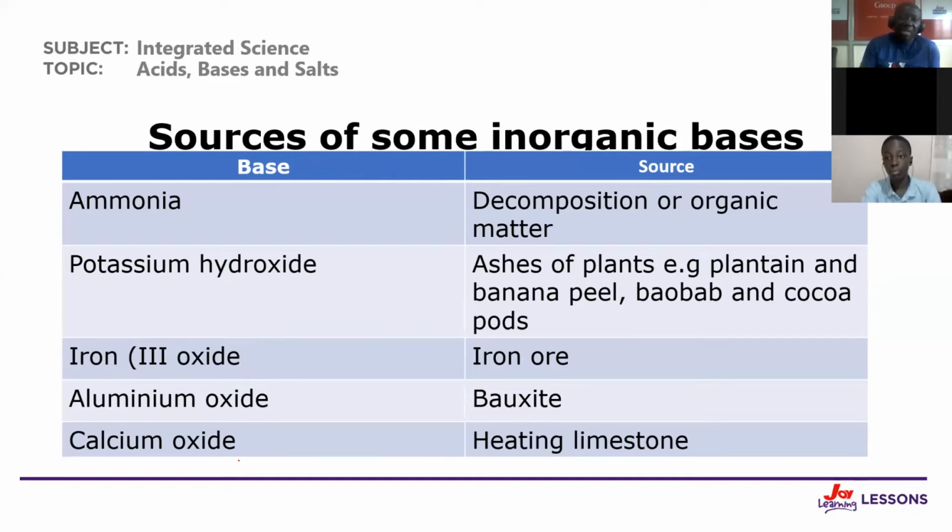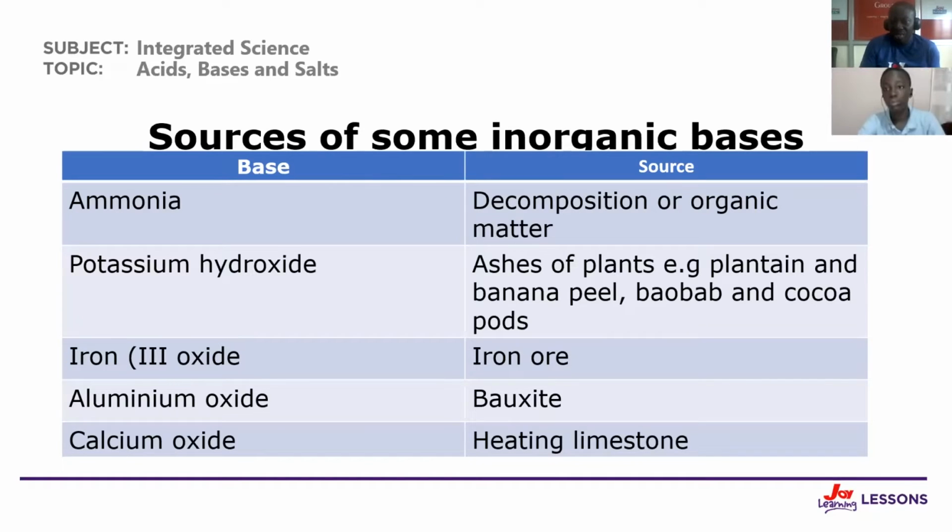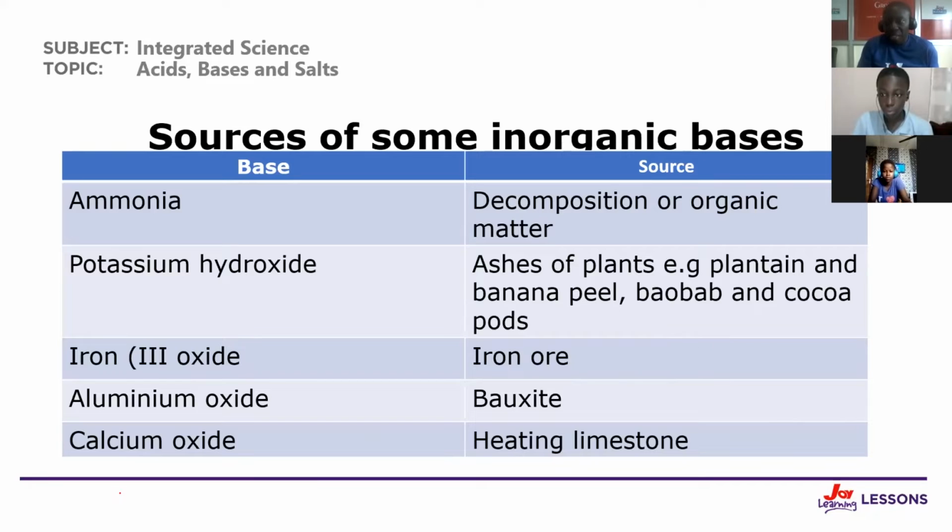We are still looking at some sources of inorganic bases made from substances from the earth crust. On the next item, we have iron 3 oxide. Iron 3 oxide is obtained from the iron ore. So it means that for you to get the iron 3 oxide, you can get the iron ore, and that contains the iron 3 oxide. The name of the iron ore is called hematite. Hematite, so you can note it somewhere.